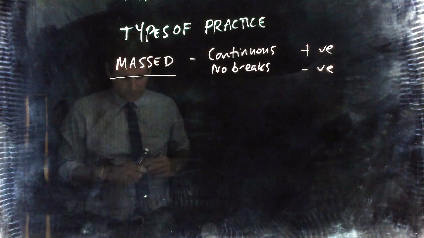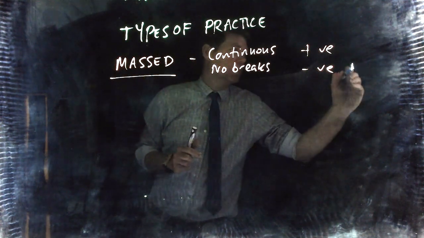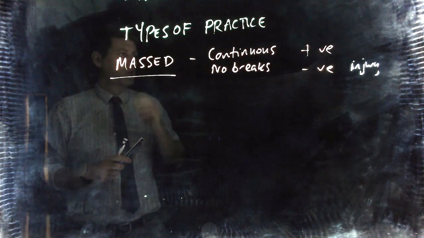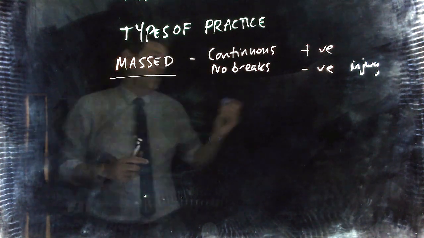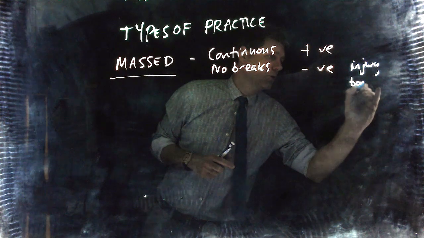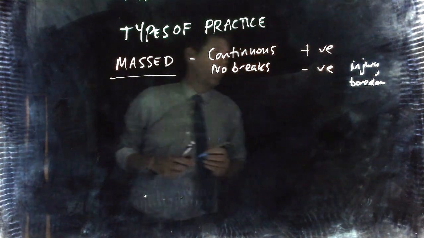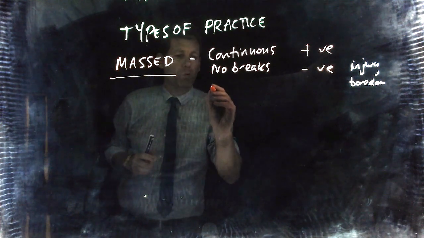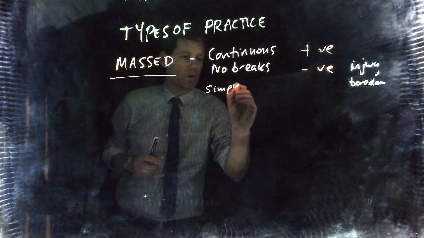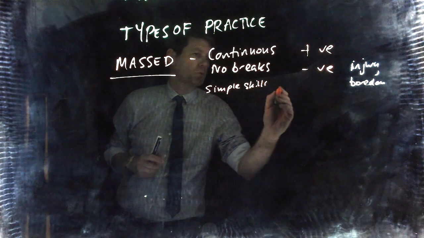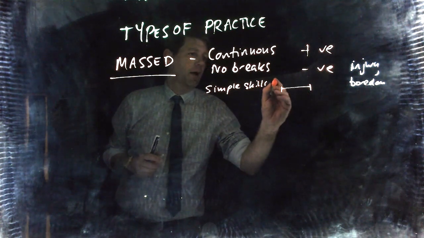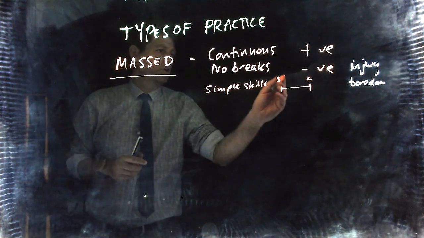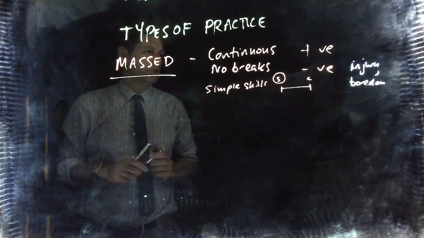One of the negative things about it is it could potentially cause injury by repetition. If you keep doing the same thing over and over again, there is a chance it will cause injury, or you could just get really bored, so it could cause boredom. Another good thing about massed practice is it's really good for what we call simple skills. You remember in the last podcast we had a continuum with simple and complex at opposite ends of the continuum. This is really good for simple skills.